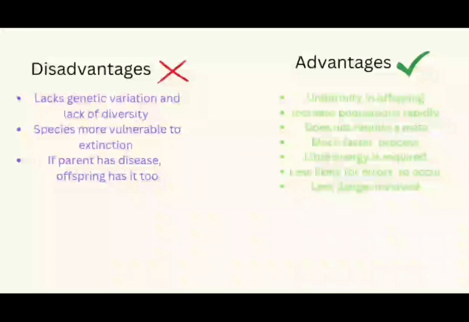Disadvantages of asexual reproduction: lacks genetic variation and diversity. Species are more vulnerable to extinction. If the parent has a disease, the offspring has it too. Advantages of asexual reproduction: uniformity in offspring, populations increase rapidly, does not require a mate, much faster process, little energy is required, less likely for errors to occur, less danger involved.